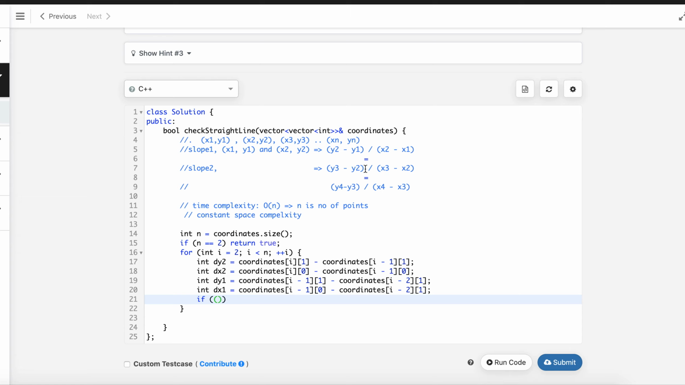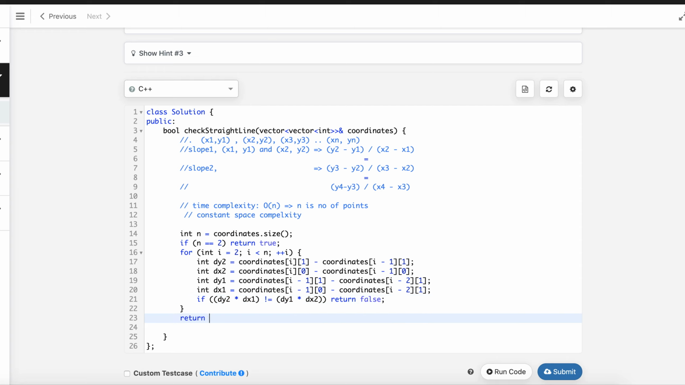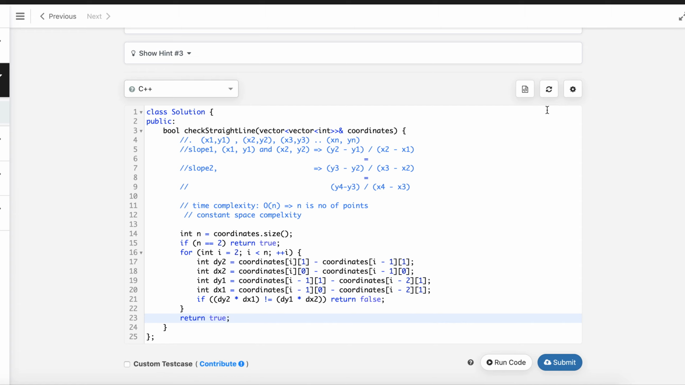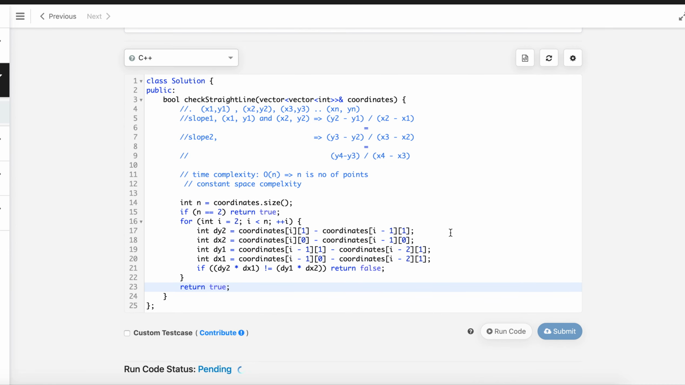So for slope, this is the y difference and the previous x difference, so dy2 multiplied with dx1, if it is not equal to dy1 multiplied with dx2, then we can say that the slopes are not equal. If the slopes are not equal, we can return false, otherwise we return true. Well, I think this should work. Let's compile the code.